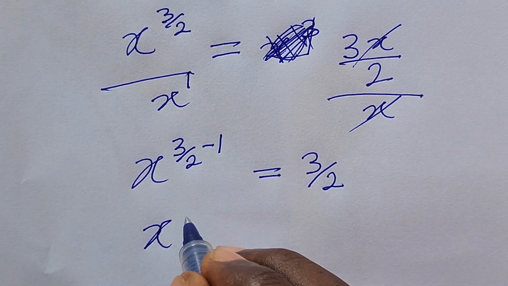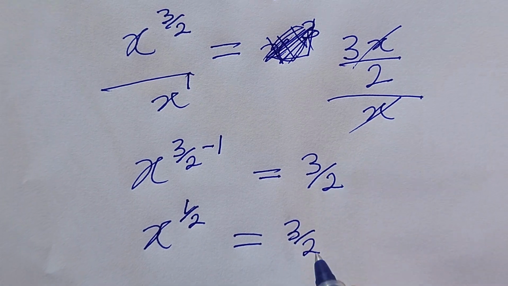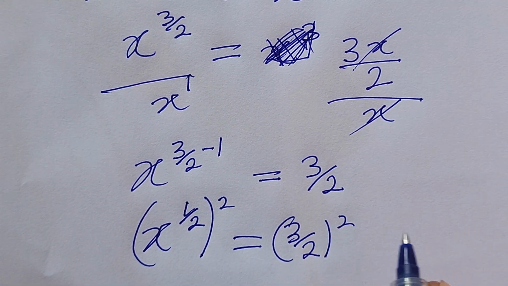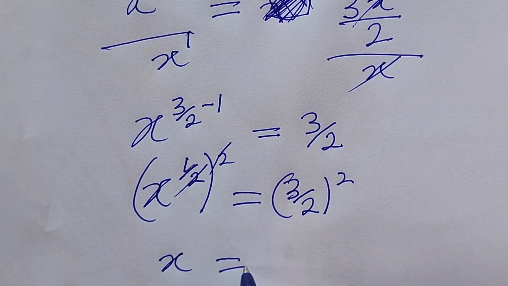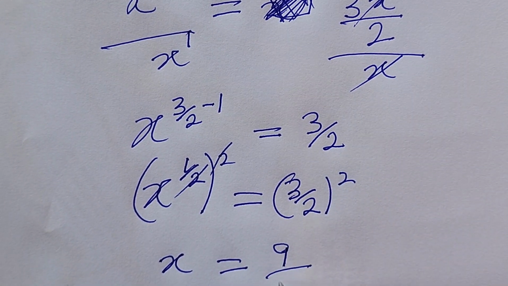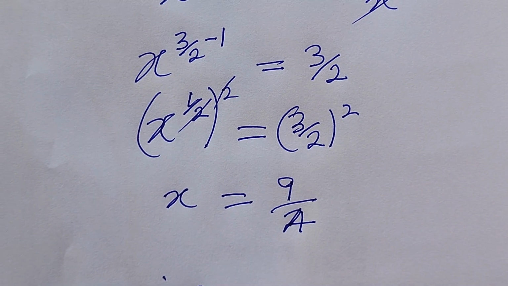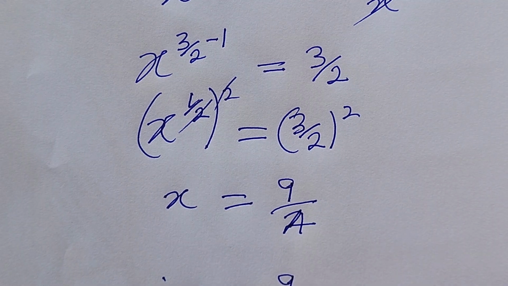So we have x to the power of 1 all over 2 equal to 3 all over 2. What we do here, let's square both sides of the equation because we're looking for x. So we key this radical off. So we have x is equal to 9 all over 4, right? So therefore, x is equal to 9 all over 4.